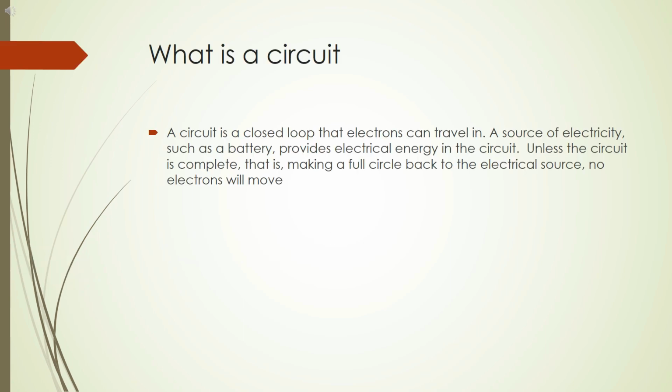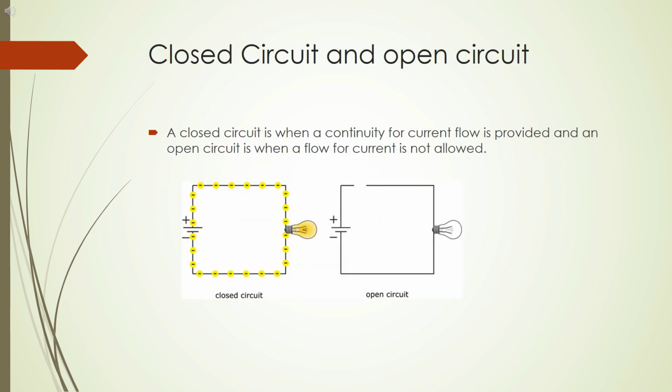A circuit is a closed loop that electrons can travel. A source of electricity, such as a battery, provides electrical energy to the circuit. Unless the circuit is complete, that is, making a full circle back to the electrical source, no electrons will move. A closed circuit is when a continuity for current flow is provided, and an open circuit is when a flow for current is not allowed.